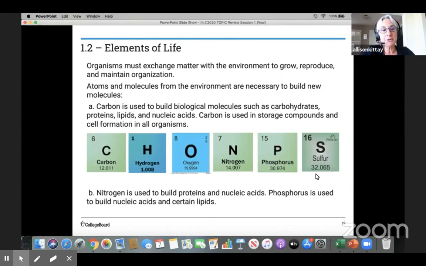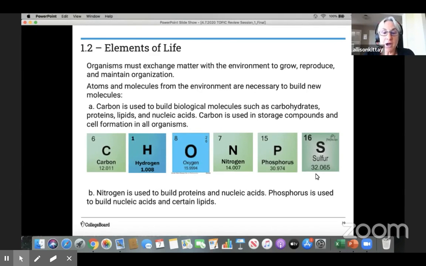So moving on to topic 1.2, we have the elements of life. And all organisms must exchange matter with the environment to grow, reproduce, and maintain organization. Atoms and molecules from the environment are necessary to build new molecules. So we're going to focus on carbon, nitrogen, and phosphorus right now.